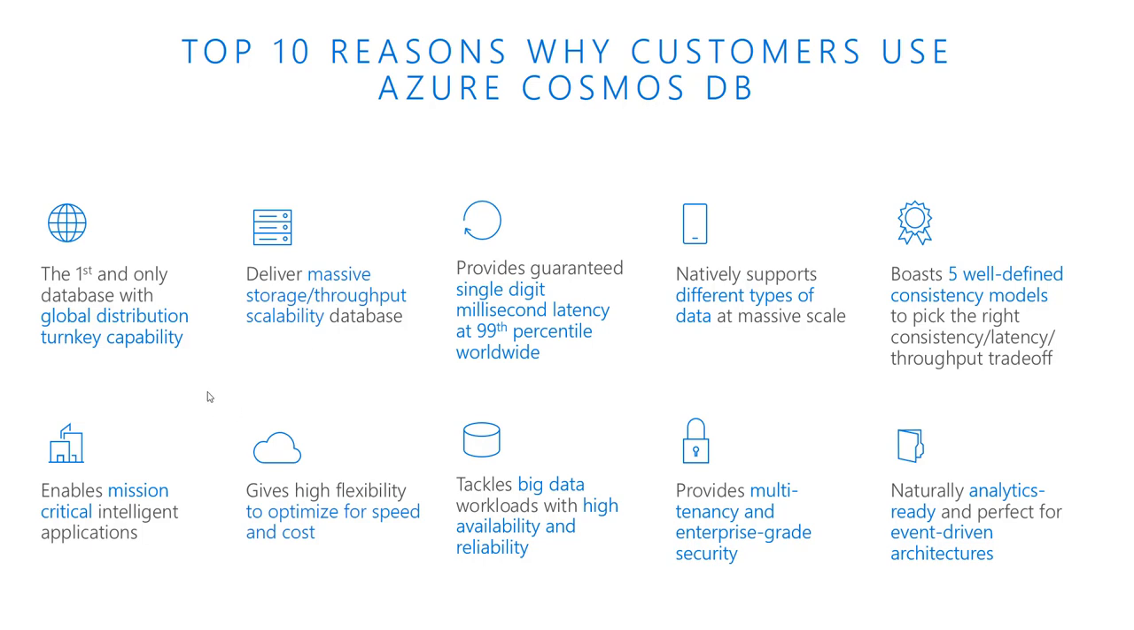It enables mission critical intelligent applications because of its auto scaling in throughput and storage, which gives high flexibility to optimize for speed and cost. As I said, you can change the RU requirement when you need more RU to process your load, and when you don't need it, you can scale it down. So you can optimize for speed or for cost.